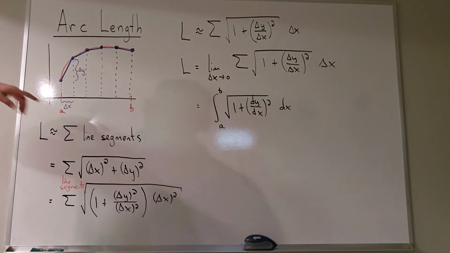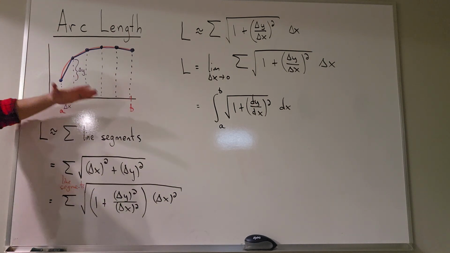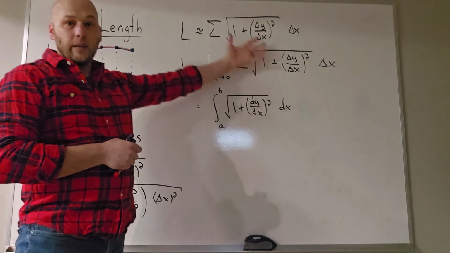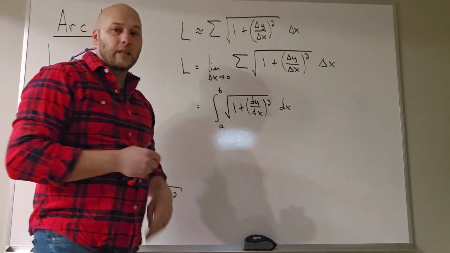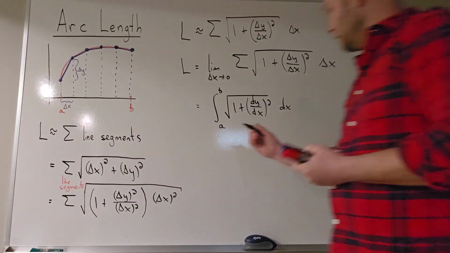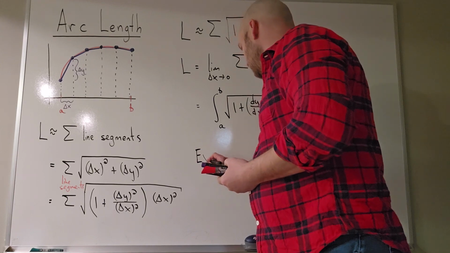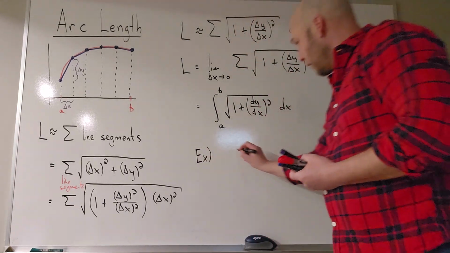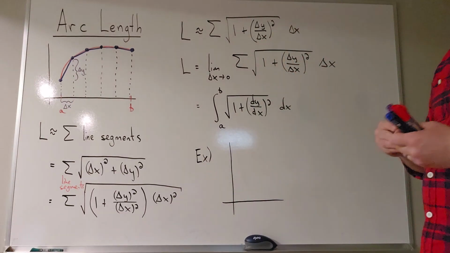It's essentially just the Pythagorean theorem. And then we work with that expression, we take a limit of it, and we get this integral. So let's look at two examples of computing an arc length. First example, let's look at the following graph. And let's say I've got the line.